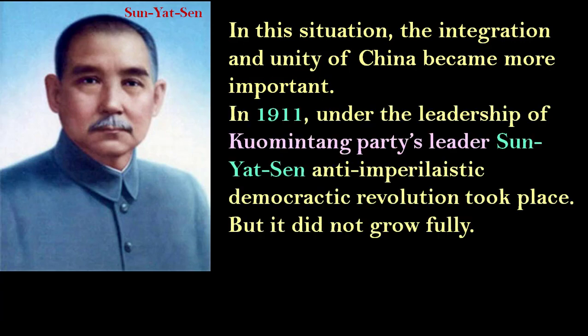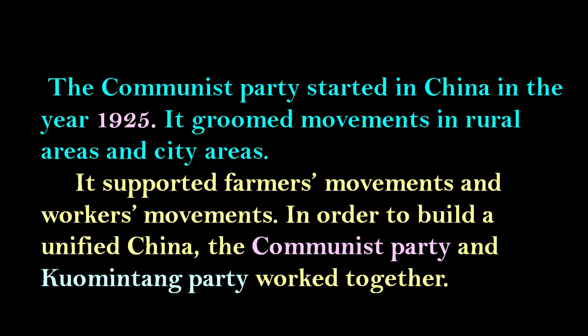So in the year 1911, under the leadership of the Kuomintang party's leader Sun Yat-sen, an anti-imperialist democratic revolution took place, but it did not grow fully. As a result of that, the Communist Party started in China in the year 1925. It groomed movements in rural areas and city areas. It supported farmers' movements and workers' movements. In order to build a unified China, the Communist Party and the Kuomintang party worked together.